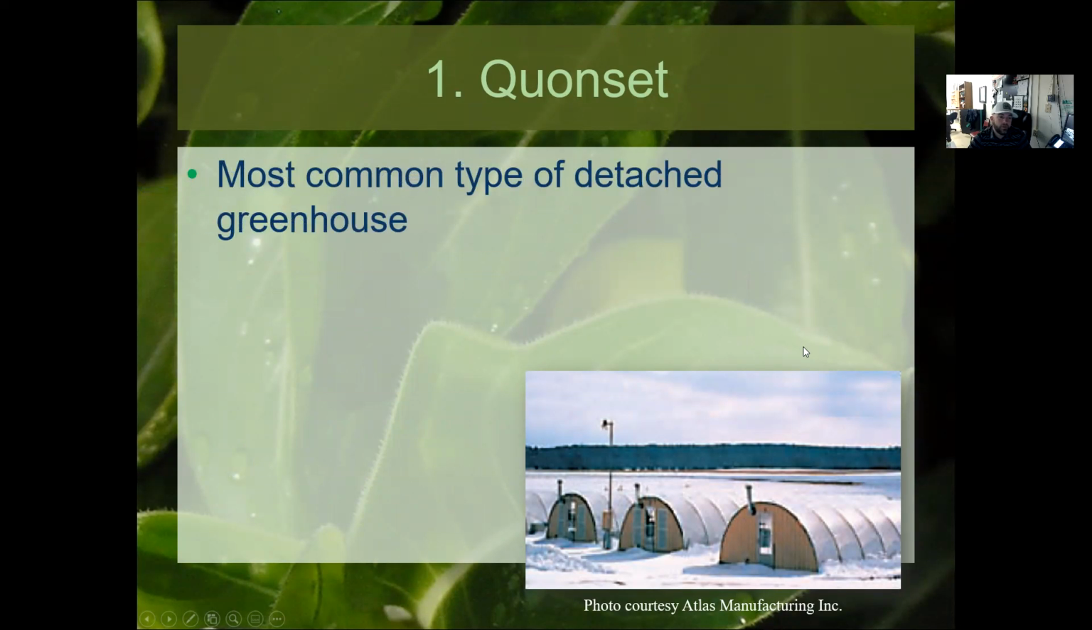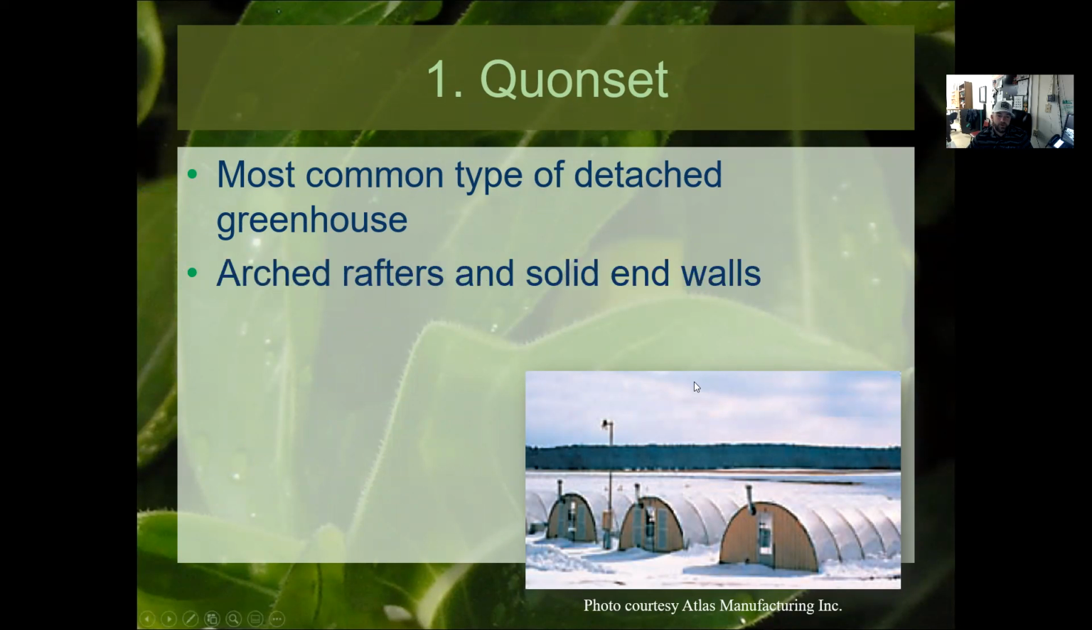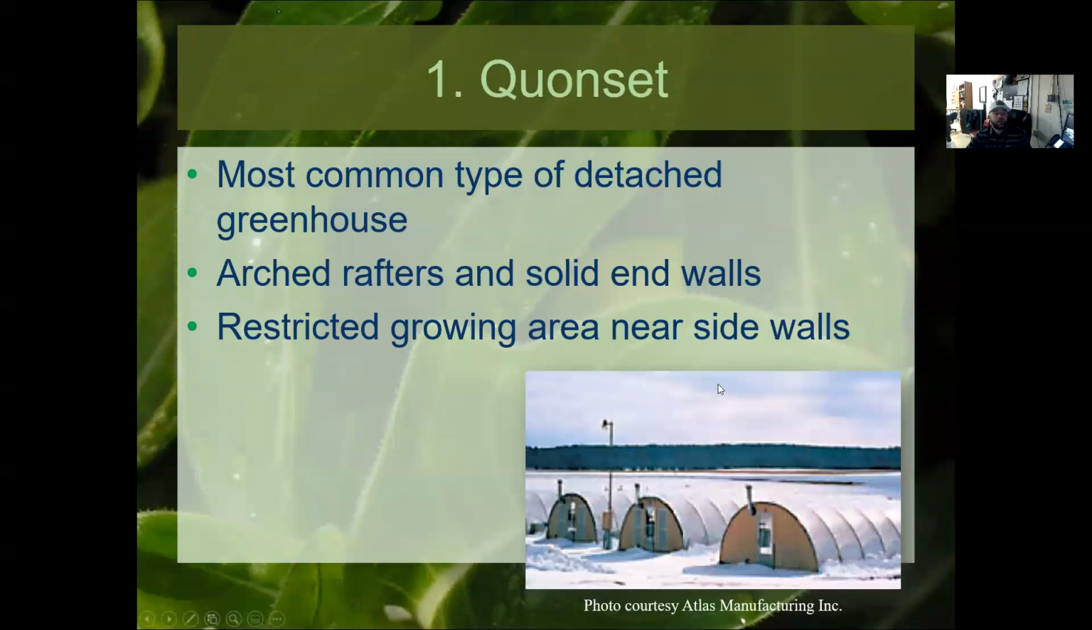So Quonset greenhouses are the most common type of detached greenhouse. From personal experience, this is what we used at our nursery for years before we ended up getting out of that area of the industry. They have arch rafters and solid end walls, and then you can put a piece of plastic over top. Restricted growing area near the side walls is one of the disadvantages. The closer you get to those walls, the harder it is to bend over and get stuff from down there. Sometimes you end up on your hands and knees working with plants, which really isn't good ergonomic health over time.